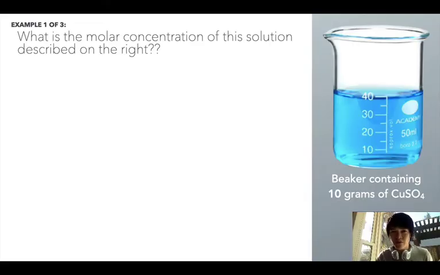Okay, we're going to do just a few calculation examples. For this first example, what is the molar concentration of the solution described on the right? Now, on the right, we have a picture of a beaker which contains 10 grams of copper sulfate. And if you look at the volumetric graduation right there, it's about exactly 40 milliliters.